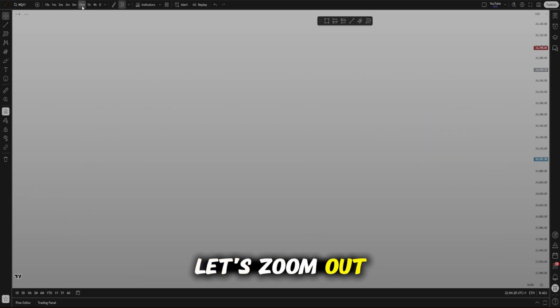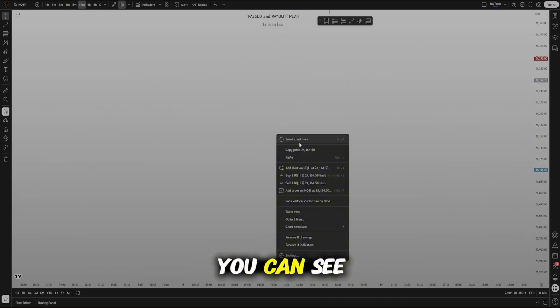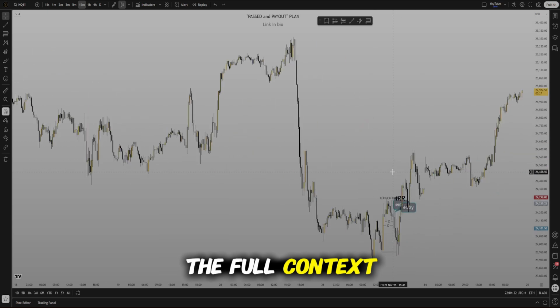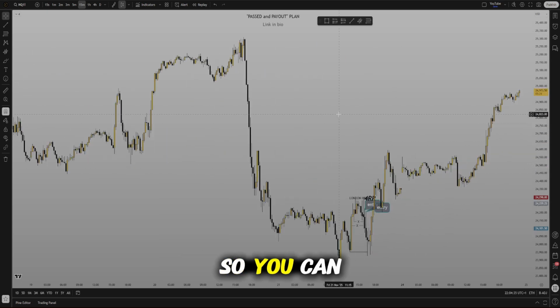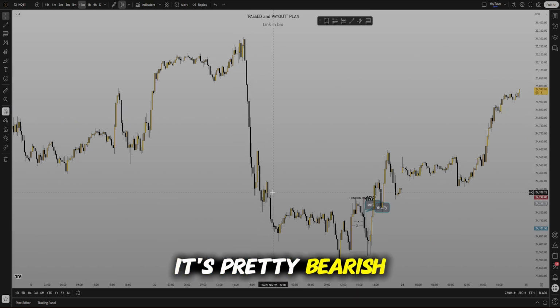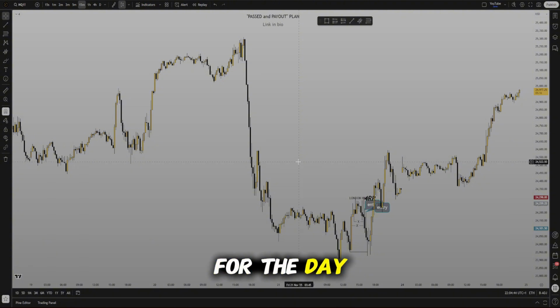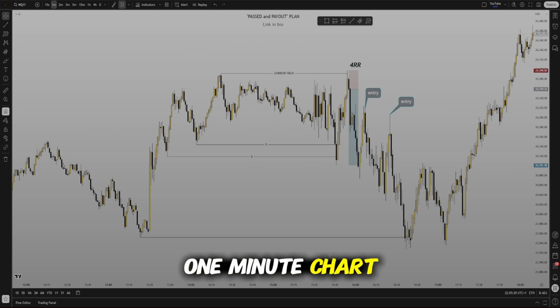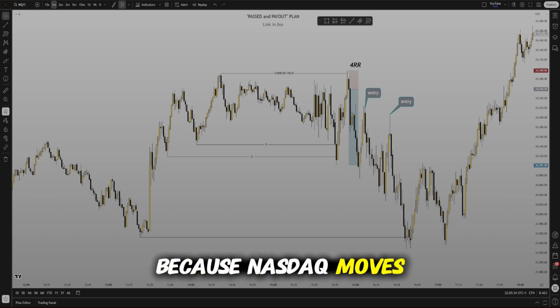Let's zoom out a bit so you can see the full context. You can clearly see that the NASDAQ, the NQ, is in a downtrend. It's pretty bearish. So my plan for the day was simple: I'm looking for short trades. Here you see my 1 minute chart and everything I marked up. I always prefer to trade the New York session because NASDAQ moves a lot there. More volatility, more opportunity, as simple as that.